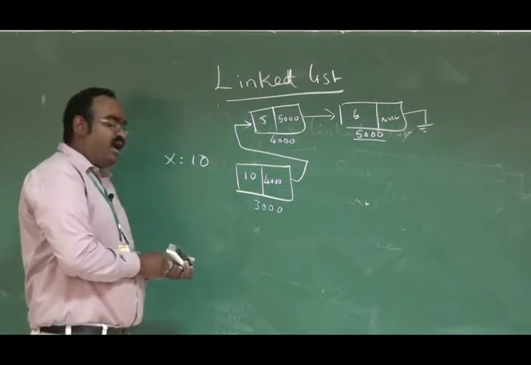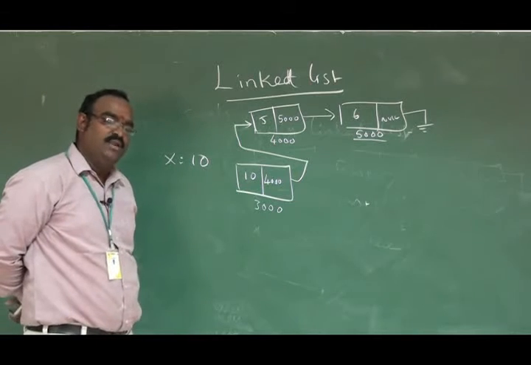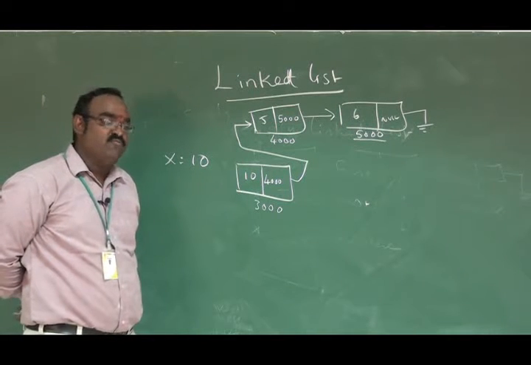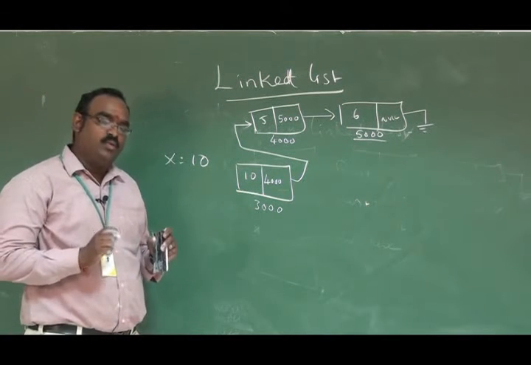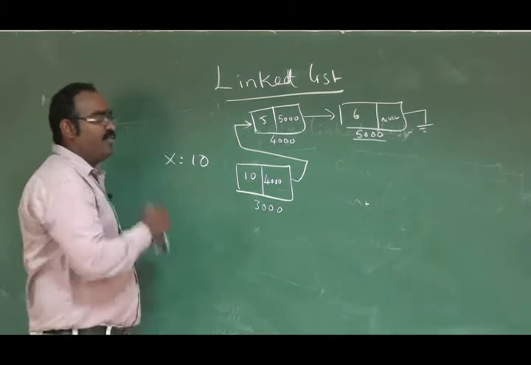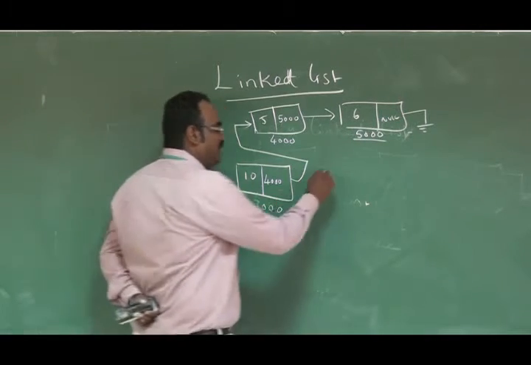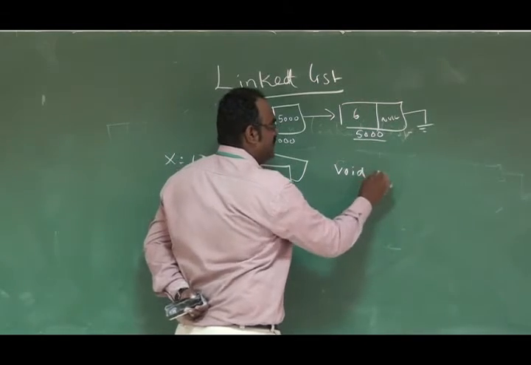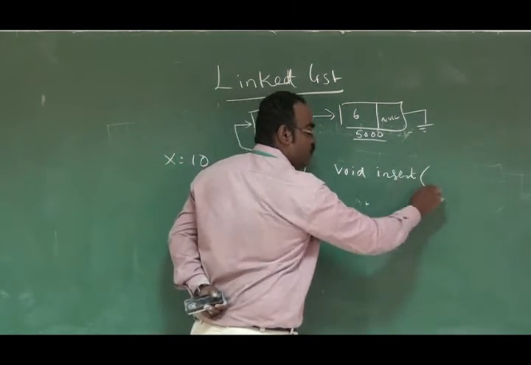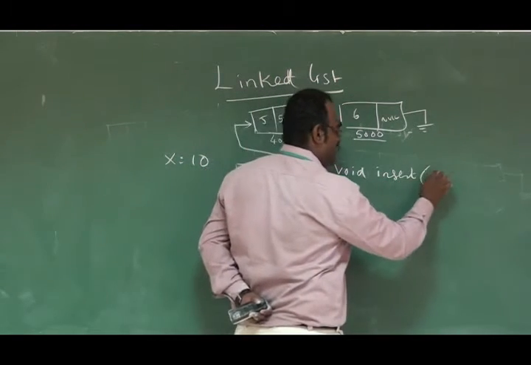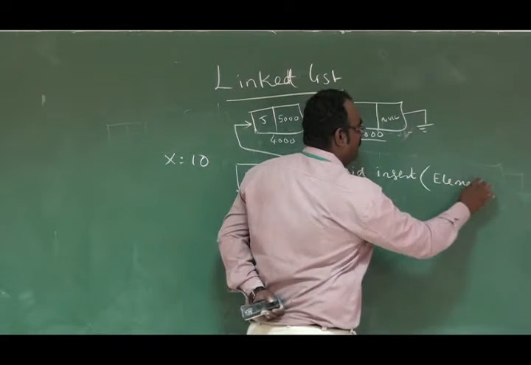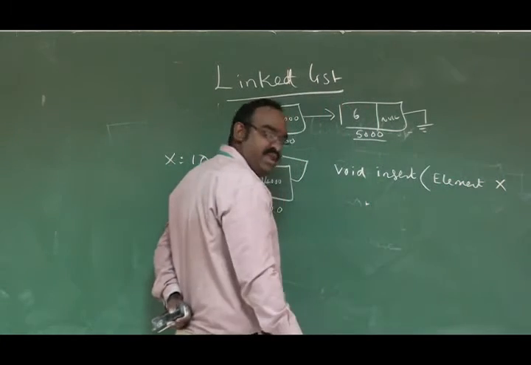Now the routine we are going to use should not exceed one page, so it is very compact and very simple. Then we perform this operation. So how do we insert? For example, void insert. Which parameter do we have? The element type, that is element, the element you are going to insert, that is X.